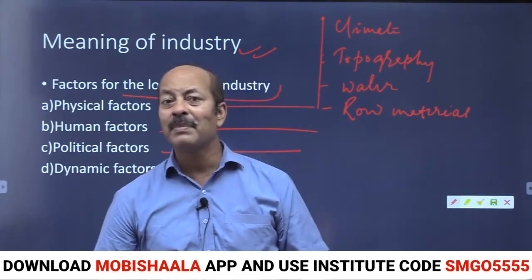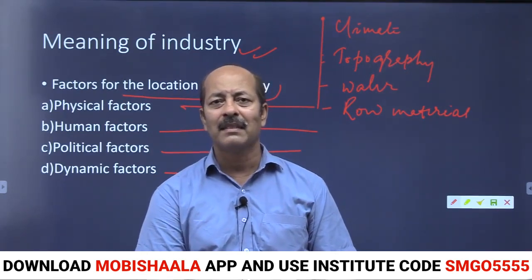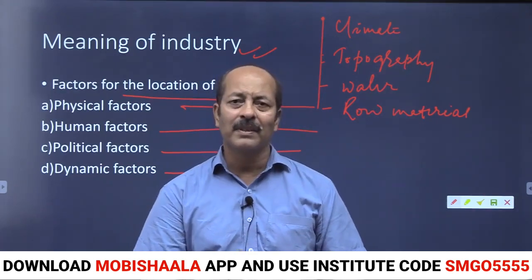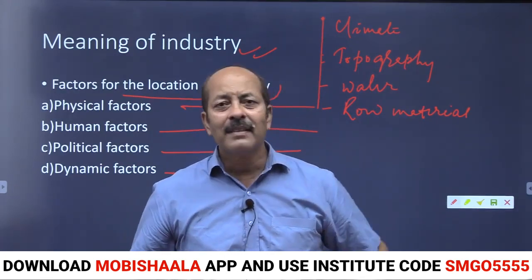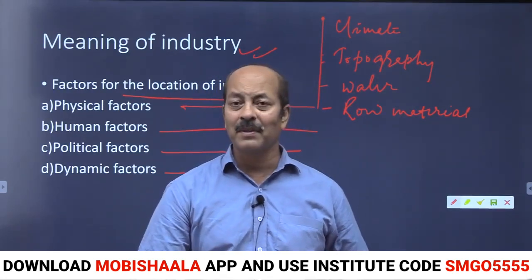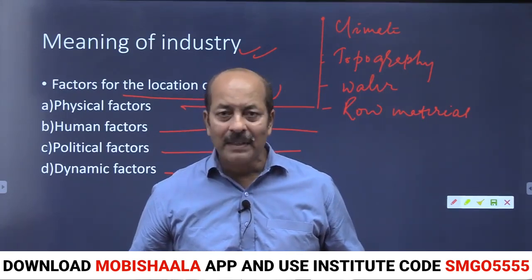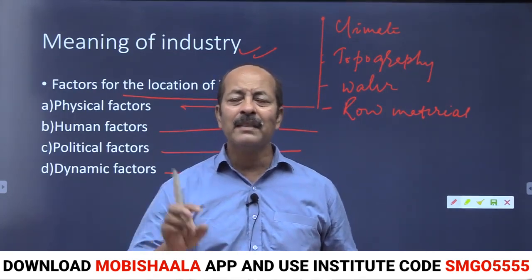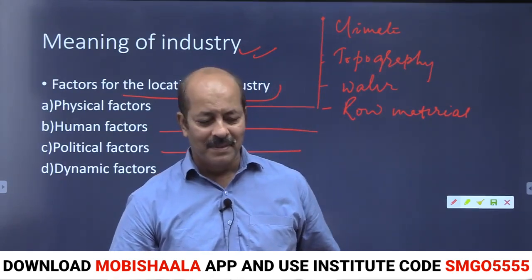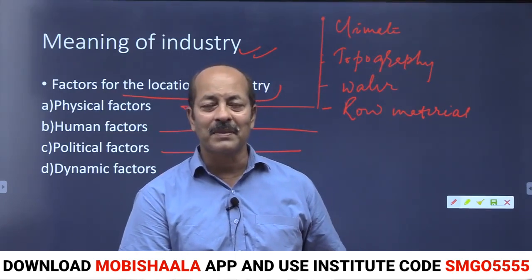Raw materials are the basic need of industry. That's why industries are located close to the raw material area, like heavy industries located on the Chota Nagpur plateau.